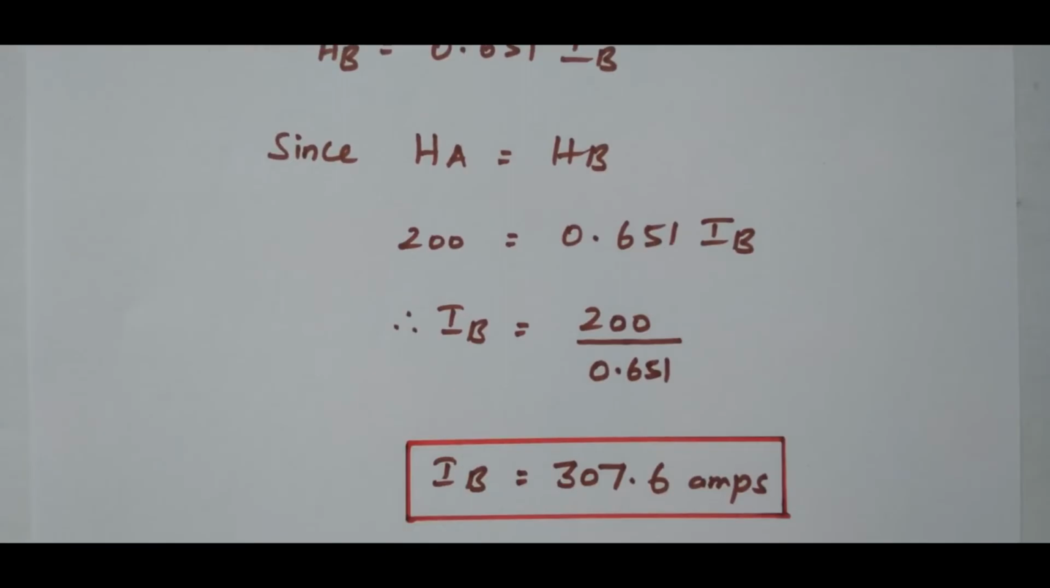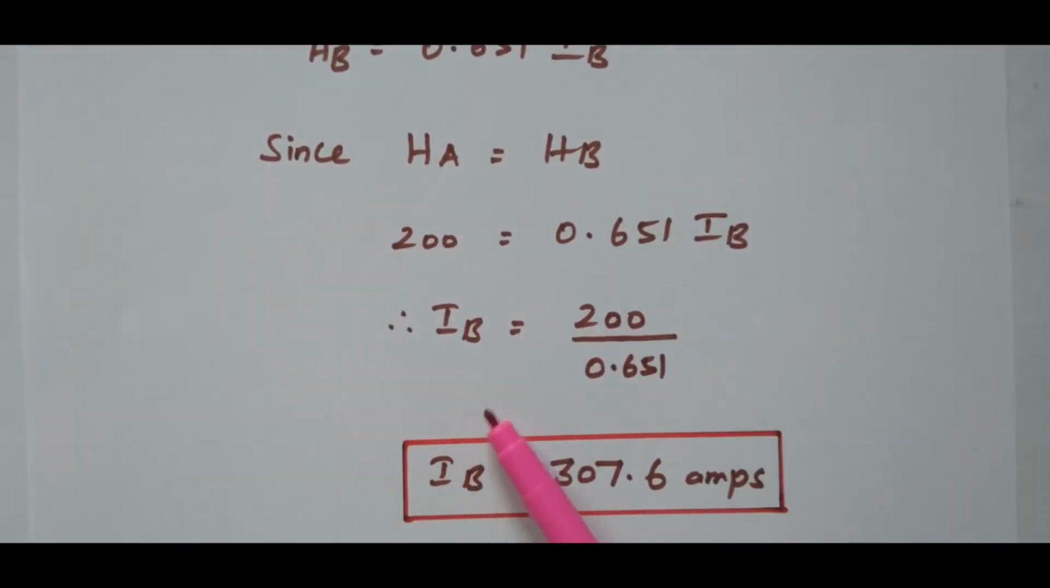Now we have the relation HA equal to HB. What is HA? We calculated 200. What is HB? 0.651 IB. So from that, IB equal to 200 divided by 0.651, that is 307.6 ampere. So the current flowing through the second coil B is 307.6 ampere.